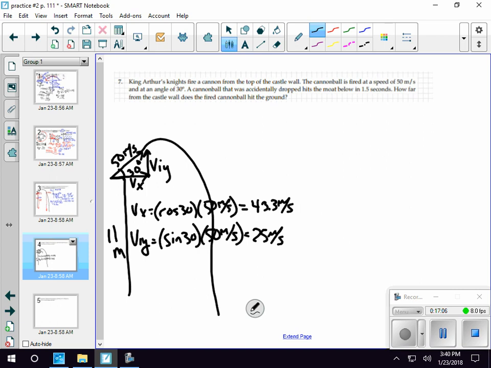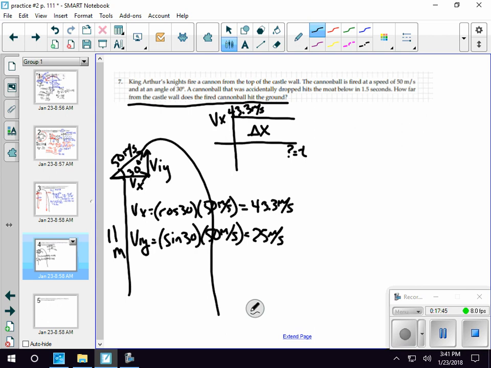So let's draw a Vx graph. Ultimately, what am I trying to find? I'm trying to find how far from the castle wall the fired cannonball hits the ground. So my ultimate goal is to figure out delta x. And I'm partway there because I know 43.3 meters per second. The problem is I don't know time. And that's where my y velocity is going to come in and help me. So ultimately I want to take the 43.3 and do Vx times time in order to find that.